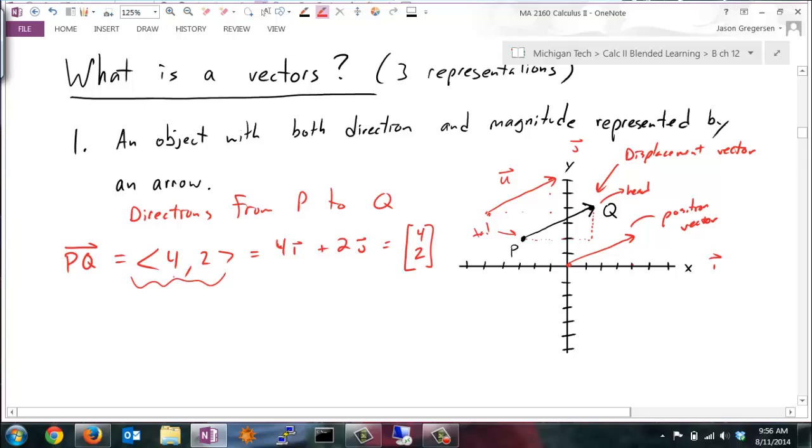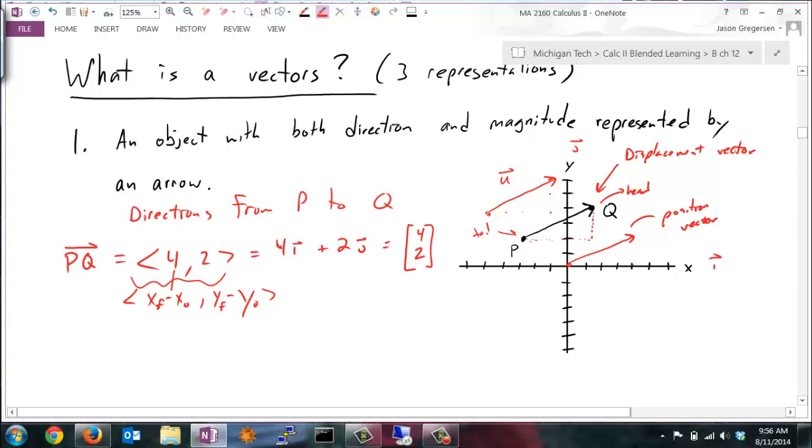But in general, how would we calculate that displacement vector? We would want to find the change in the x. This is really the change in the x. It's really taking my final x value minus my initial x value. And the same thing for the displacement of the y value. It's going to take a final y value and subtract off my initial y value.